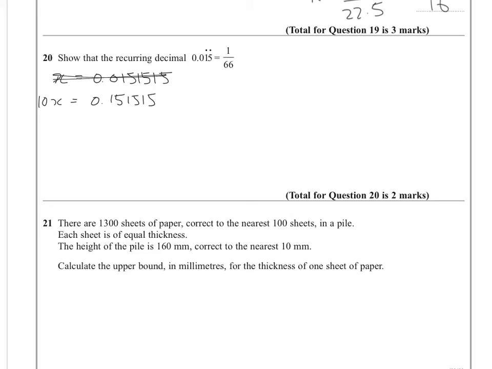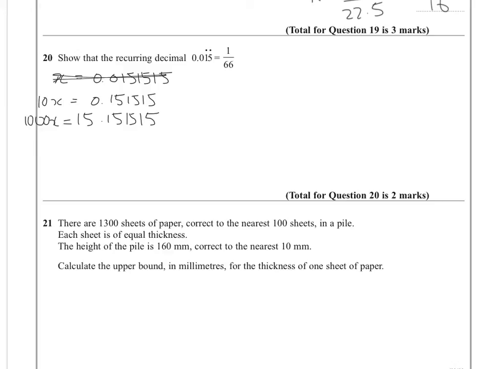Ignore this top line now. Again, I want to keep just the recurring pattern behind the decimal point. If I times both sides by 100, I've got the recurring parts behind the decimal point, and it's the same pattern. 10x times 100, 1000x equals 15.151515.